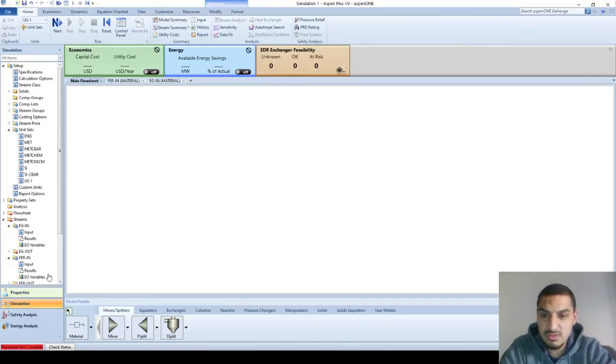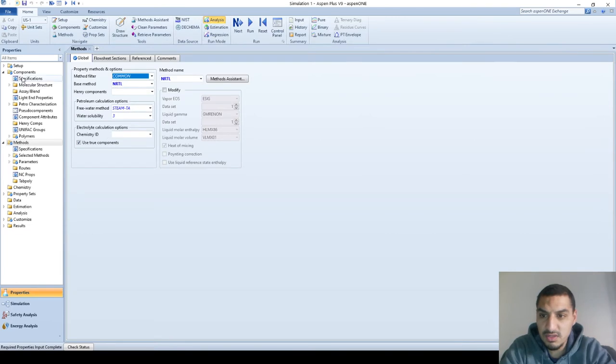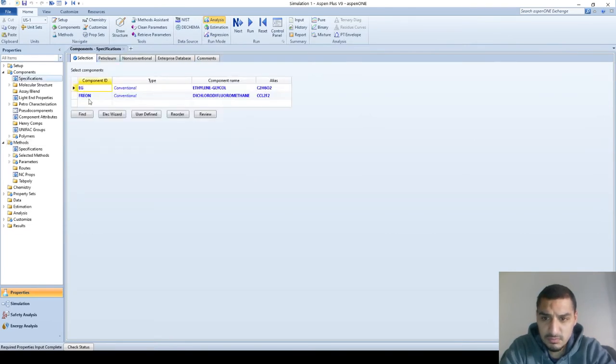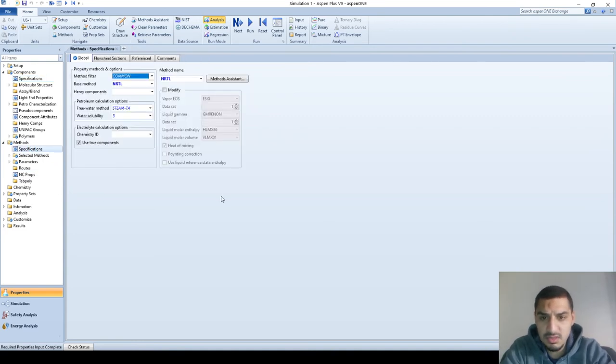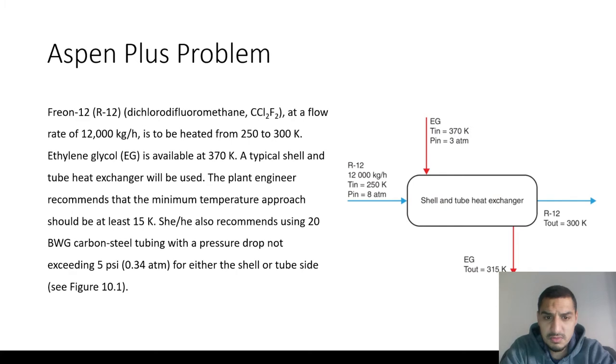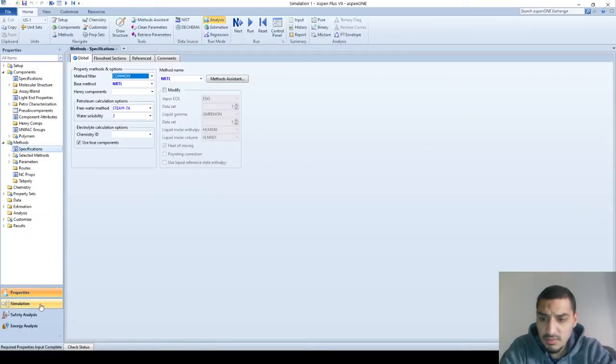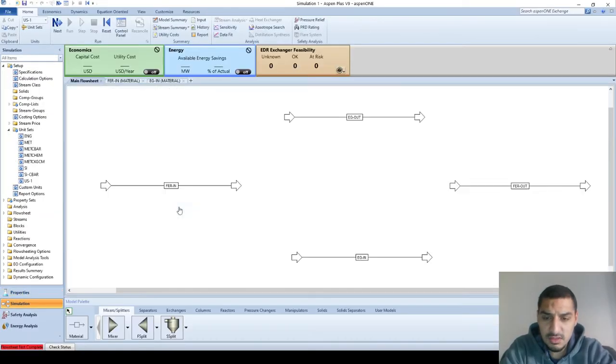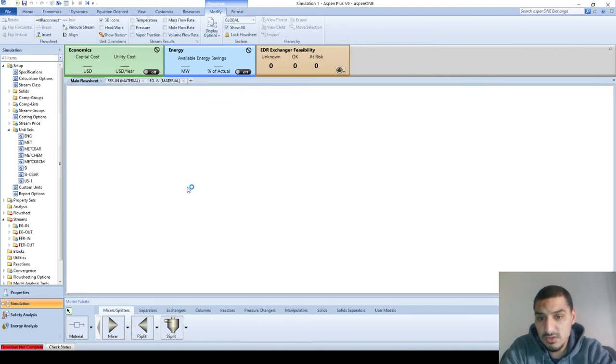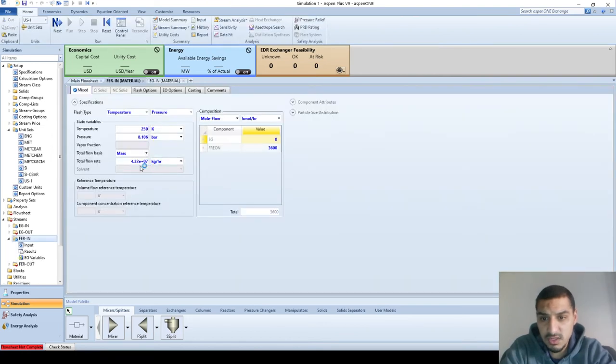So just to save some time, I have already defined the components, the ethylene glycol and ferrione, and I use the NRTL method because they're polar components. I have already defined the information that I have, so I know that the ferrione is 12,000 kilograms per hour, 8 atmosphere, 250 Kelvin.